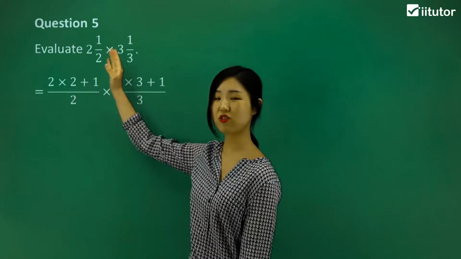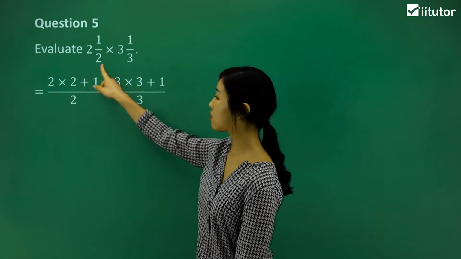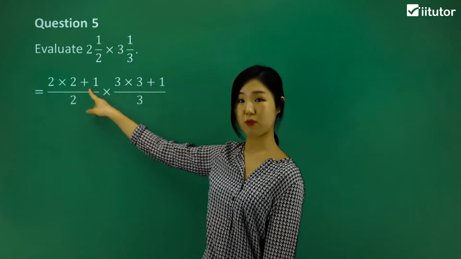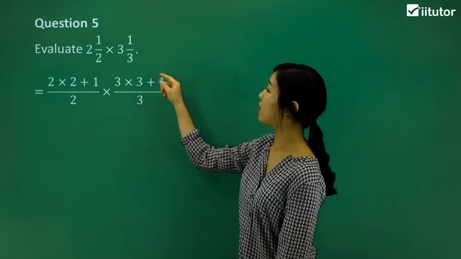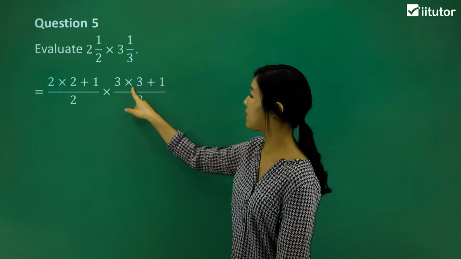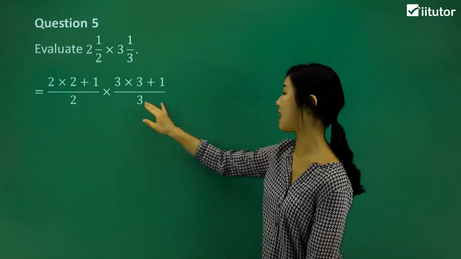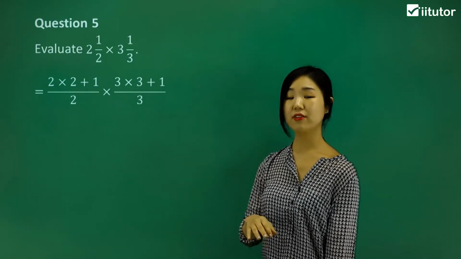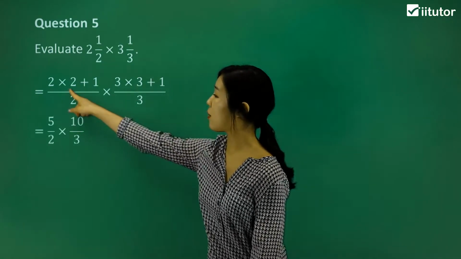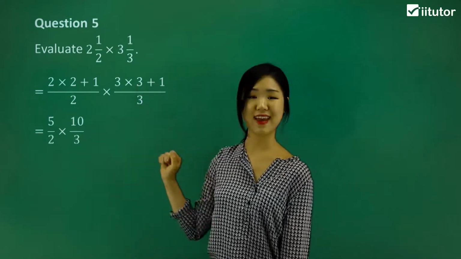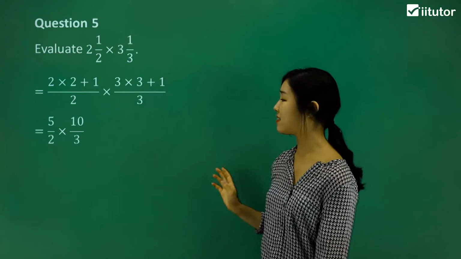So in order to change it to an improper form, you can go like this. 2 times 2, and then add whatever's on the numerator. Same with this one. See? 3 times 3 is what goes on the top, and add whatever's on the numerator like that. And the denominator is same as 3. Yes? So let's simplify it out. 2 times 2 is 4, plus 1 is 5. 3 times 3 is 9, plus 1 is 10. Yeah? So now let's simplify.